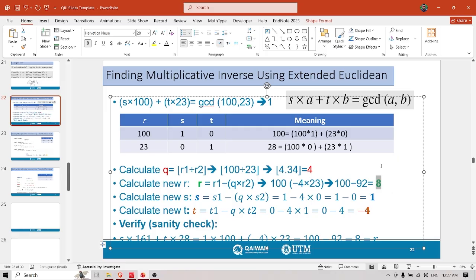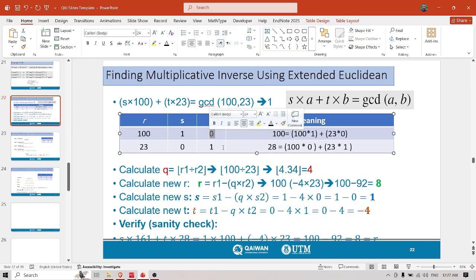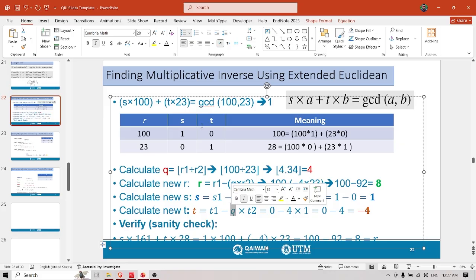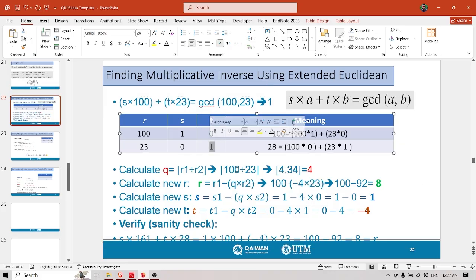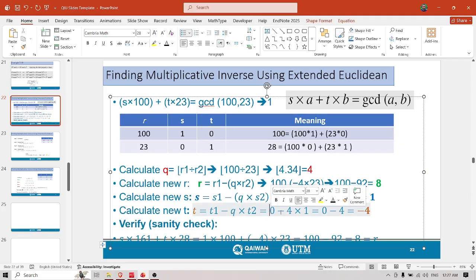Now, of course, for the next step, we will take the 8 with 23. However, we will not just rush. We have the S. S is equal to S1 minus Q multiplied by S2, equal to 1 minus 4 multiplied by 0, and we got 1. Now the T is equal to T1. T1 is 0, and we have the Q, which is 4, and we have the T2, which is 1. Now 0, 4, 1. As we explained it, now we have a minus 4.